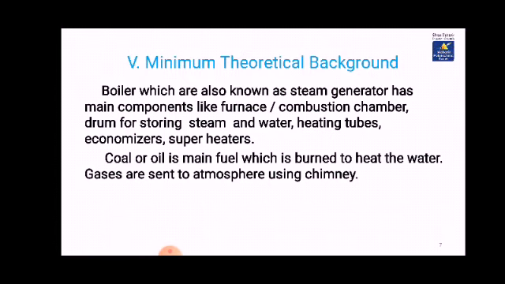Minimum theoretical background. Boilers, which are also known as steam generators, have main components like the furnace or combustion chamber, the drum for storing steam and water, heating tubes, economizers, superheaters. Coal or oil is the main fuel which is burned to heat the water. Gases are sent to the atmosphere using a chimney.